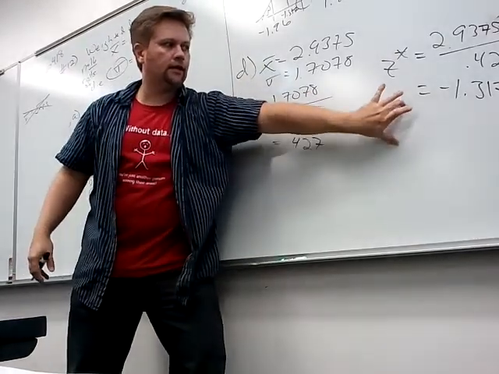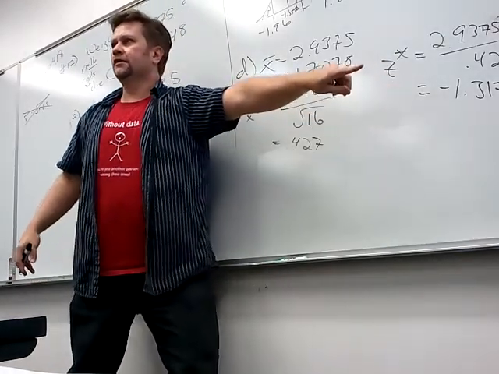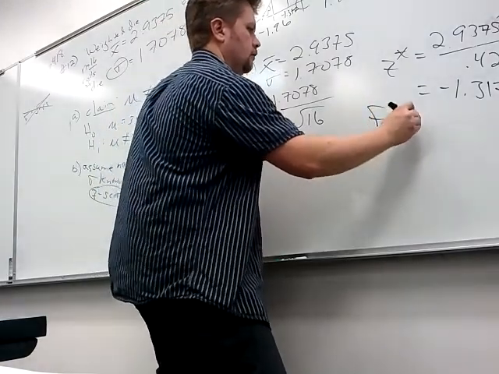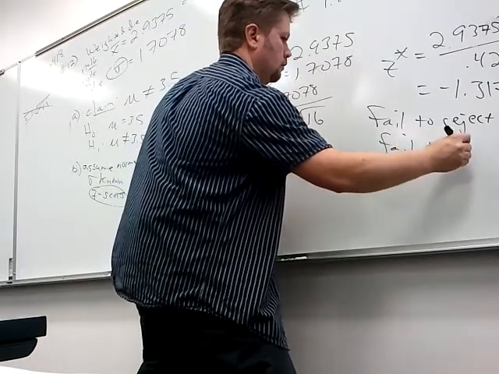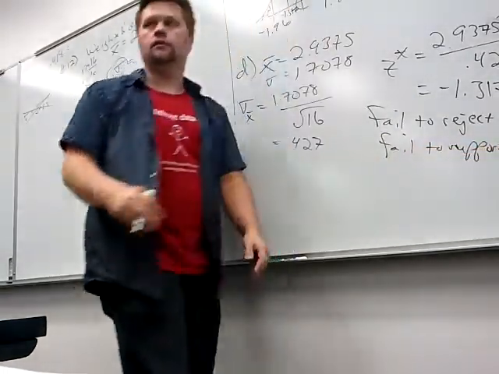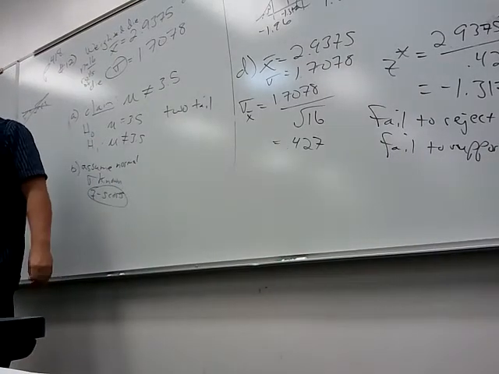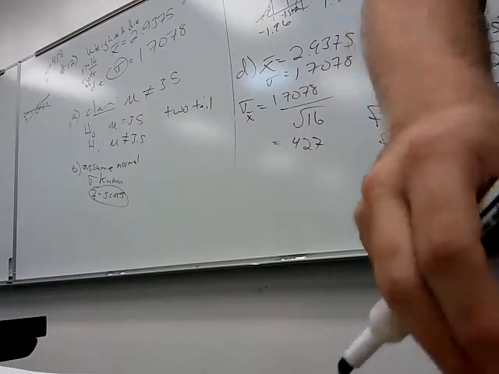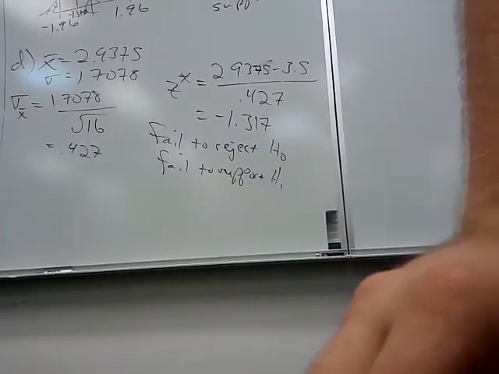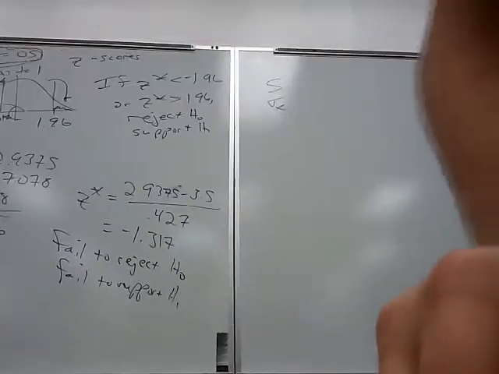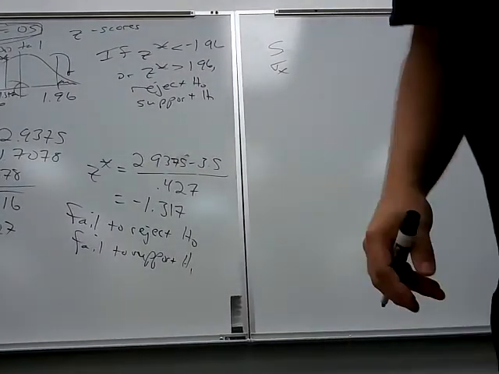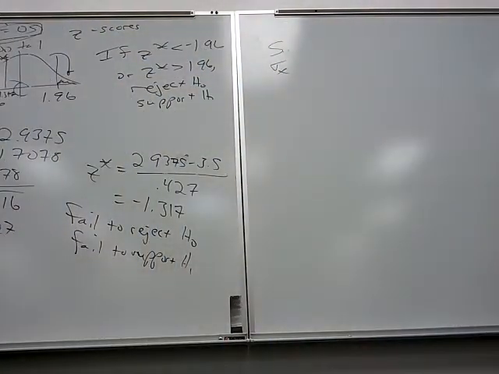So what do I say right here? A little quick phrase. Good. We fail to reject what? The null. Fail to support the alternative. So when you're about to go to your next step, this is the only other time you care about your claim. You come back, what was my claim? Which one? The alternative is my claim.